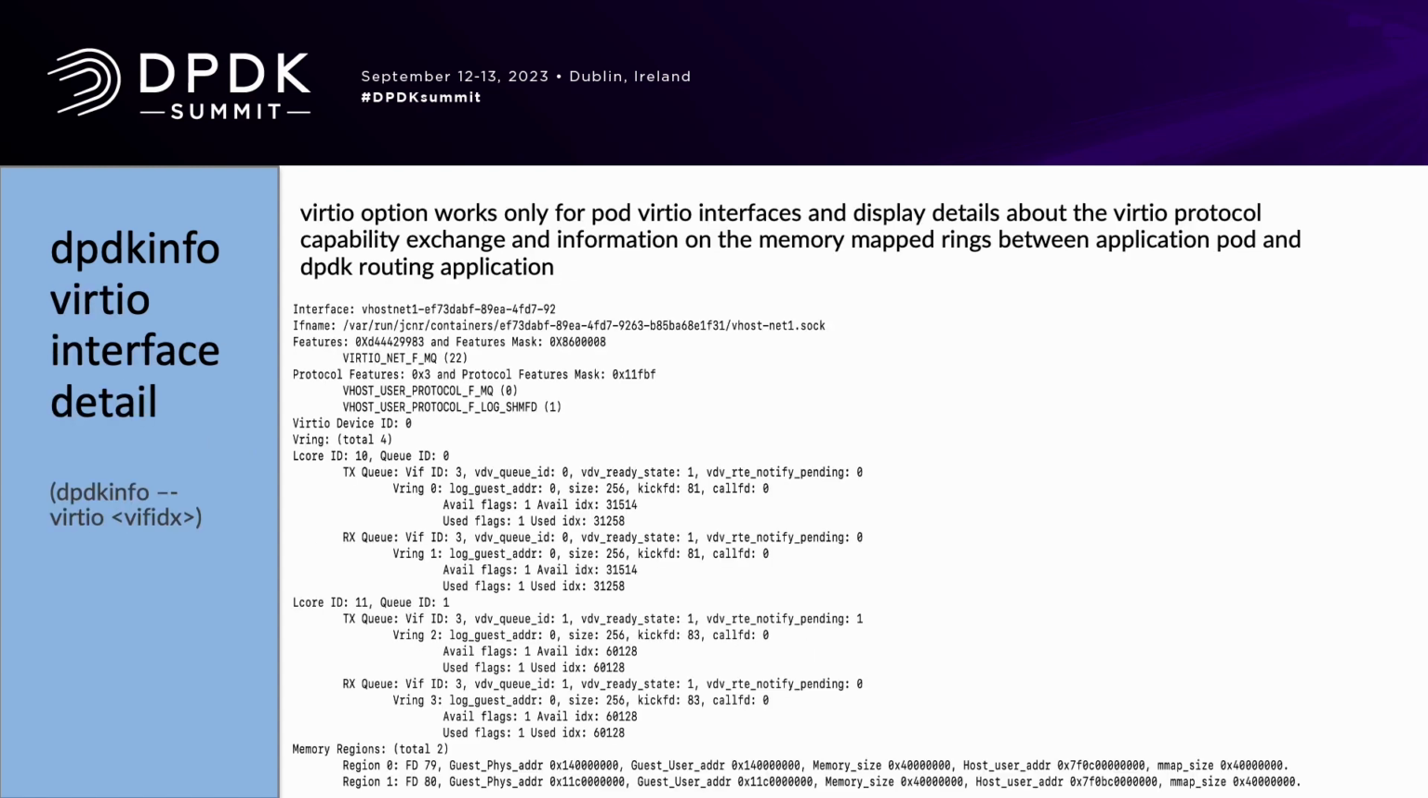To provide the DPDK applications with advanced networking capabilities, we use a VirtIO interface. What we are showcasing here is how to debug if there are drops on that VirtIO interface, what protocol capabilities are exchanged, or if you want to look at the descriptor and the memory mapping. All those details are available and showcased via the dpdkinfo --virtio command.